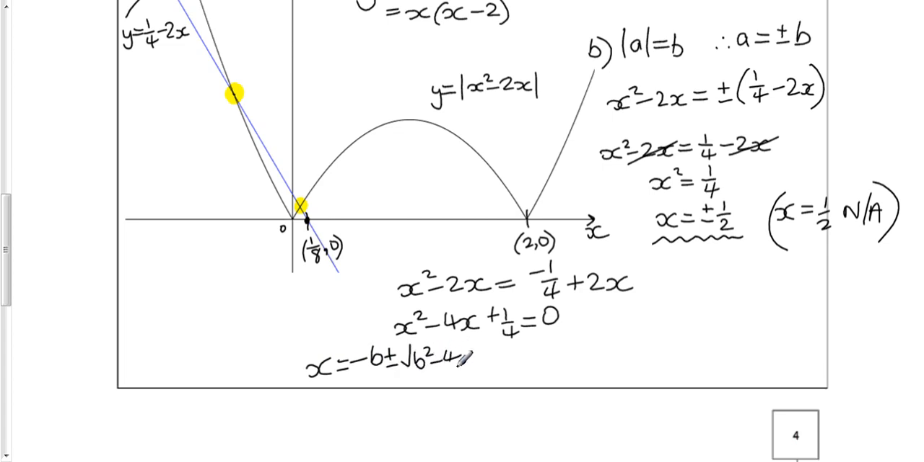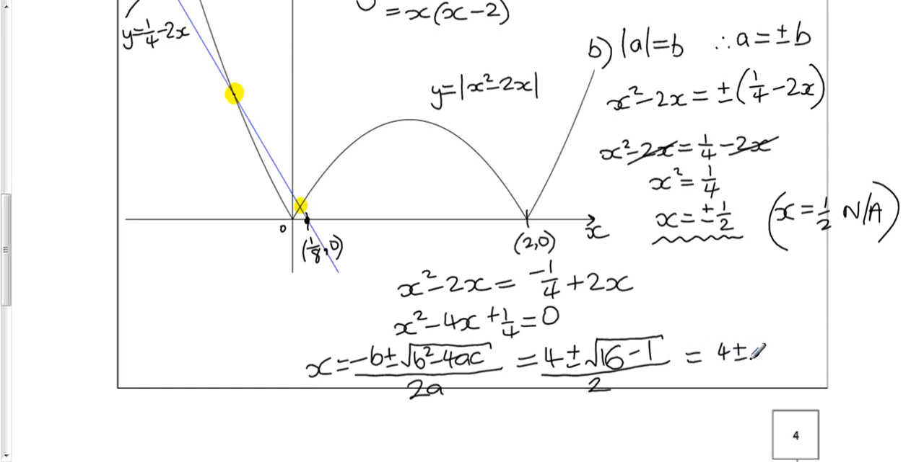Now it's good exam technique to first of all quote the formula and then substitute your numbers in. So I have minus b, so minus minus 4 is positive 4, plus or minus the square root of b squared, so that's 16, take away 4 times 1 times a quarter. 4 times a quarter is 1, so that simplifies to just minus 1, over 2a, which is just 2. So I get 4 plus or minus root 15, all divided by 2.